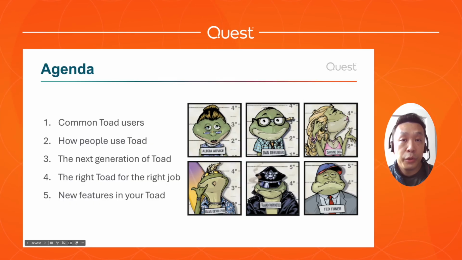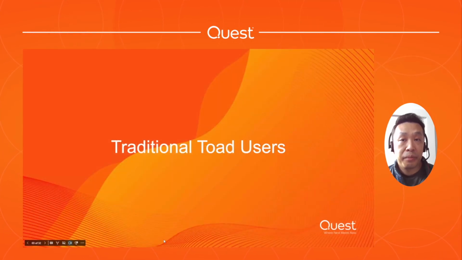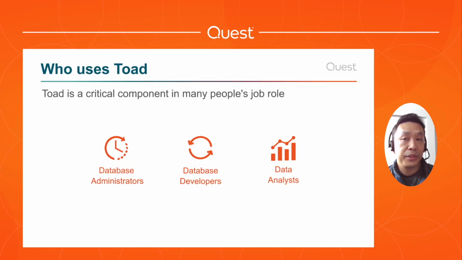All right. So who uses Toad? Well, there's a lot of popular job titles that use Toad, right? You've got your DBAs, your database developers, and your data analysts. And the funny thing is that in recent years, the line between these roles have become more and more blurred. But if we had to categorize it, these are the three categories that I would try to group people into. So DBAs, obviously, they're the database professionals who are responsible for the availability and the performance of a database.